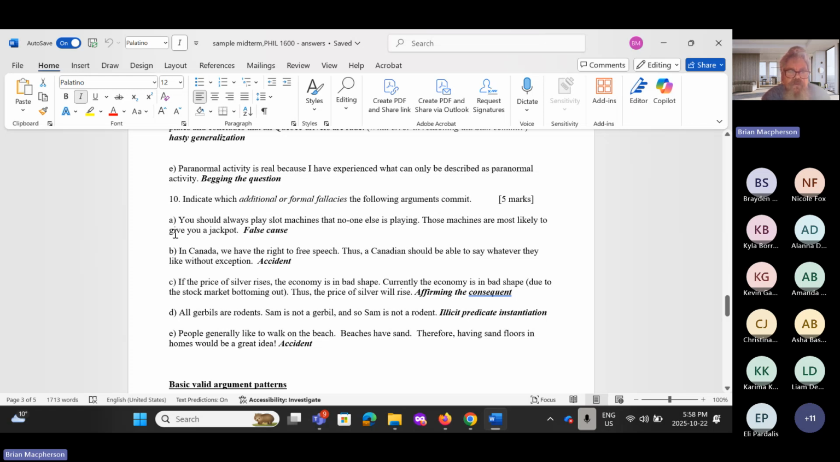So number A, you should always play slot machines that no one else is playing. Those machines are most likely to give you a jackpot. Okay. I don't know if any of you have been in a casino, but typically people that play the slot machines will say, well, no one has played that for a while.